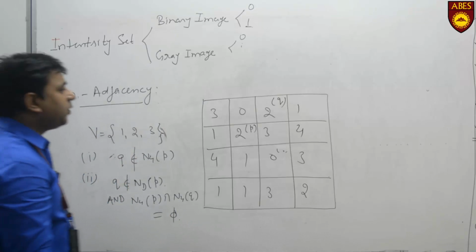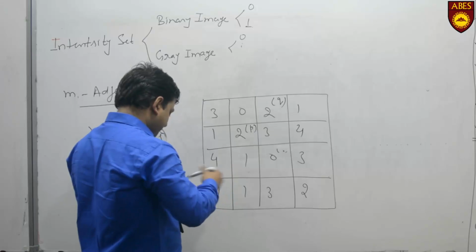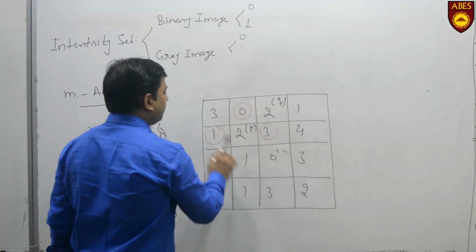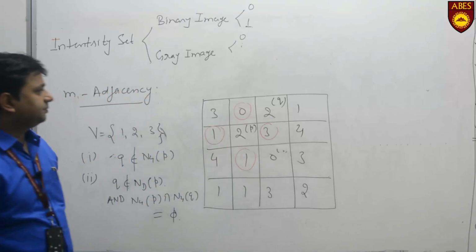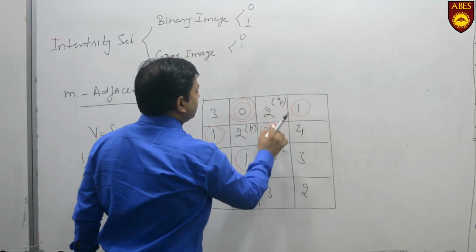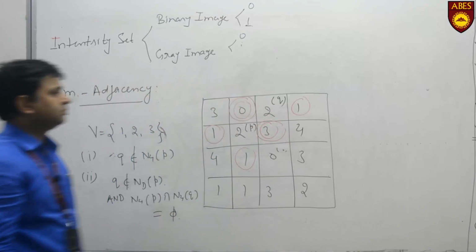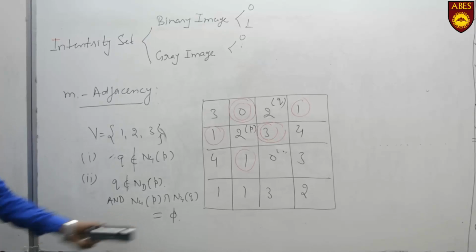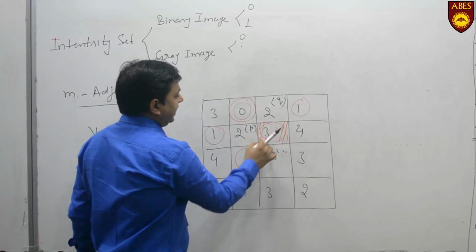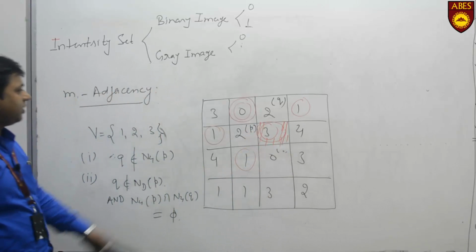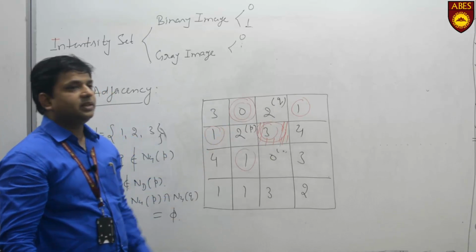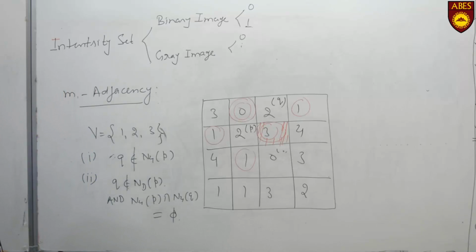So what will be the N4P here? This is my N4P, this is my N4P, this is my N4P, and this is my N4P. Next, what is the N4Q? This is my N4Q, this is my N4Q, this is my N4Q. It should be equal to phi. So what we see here, that this pixel is common in N4P and N4Q, and this is also belonging to the given set V. That means this pixel P and Q cannot be M adjacent in this case also.